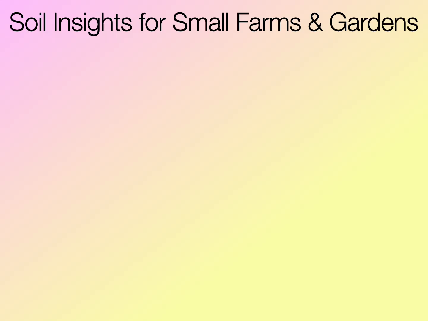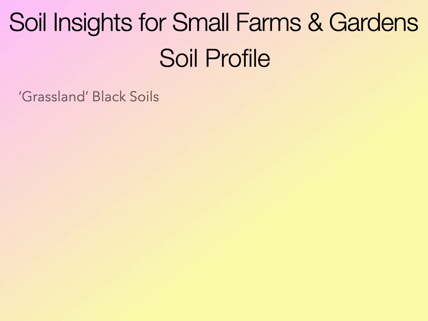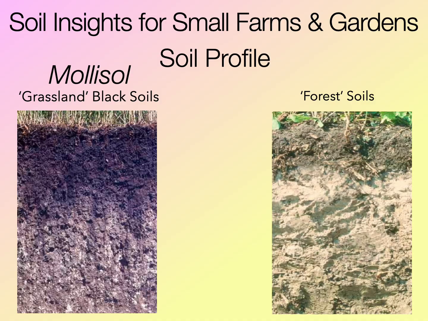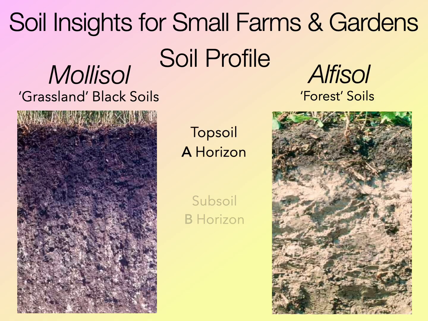When you dig a trench, you'll see what's called a soil profile. Our two most productive and common soils are grassland and forest soils. A profile reveals how deep the topsoil is and where the subsoil begins. These are also referred to as the A and B horizons. Soil grows from the top down under the influence of vegetation, chemical weathering, and water movement.